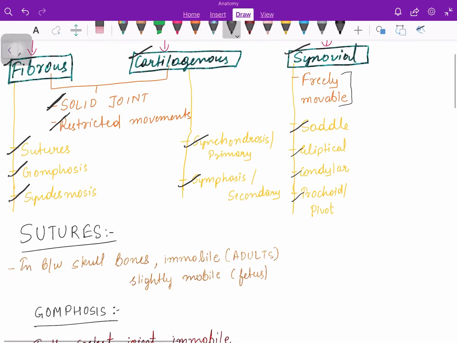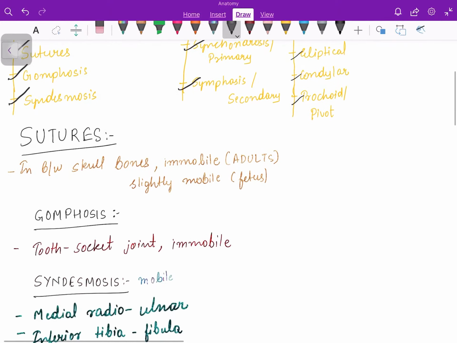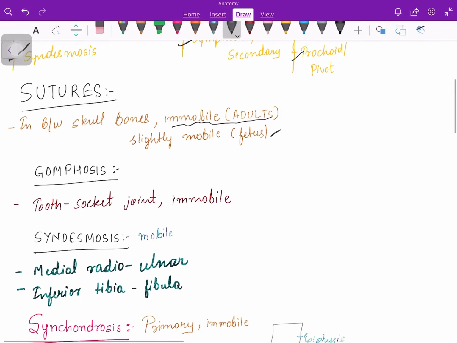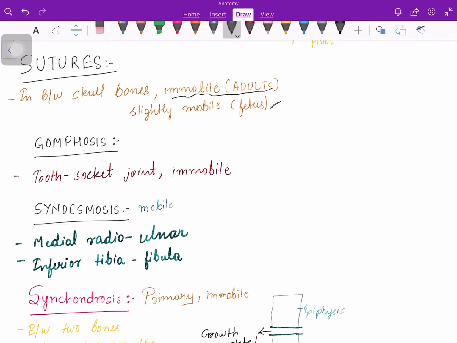Starting with fibrous joint, the first one is the sutures. Sutures are the joints present in between the skull bones. They are immobile in adults, but they are slightly mobile in fetus. Gomphosis, they are the tooth socket joint and they are completely immobile.